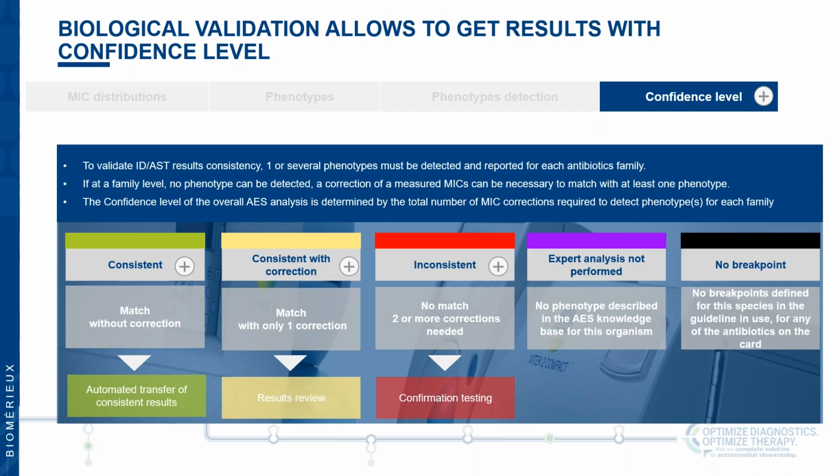The last one is a black confidence level, and this one indicates that there's no breakpoints defined in the software for this species for any of the tested antibiotics.